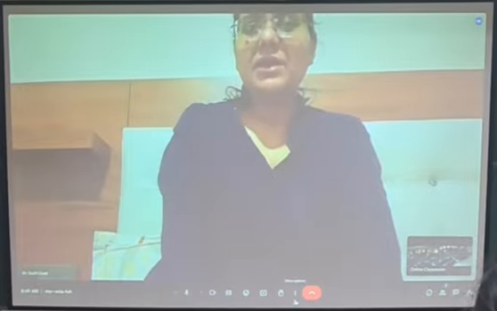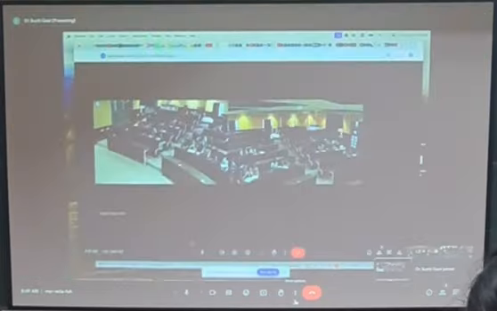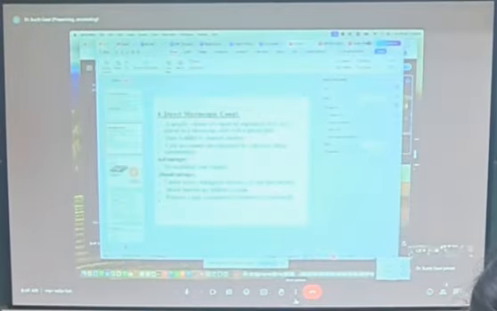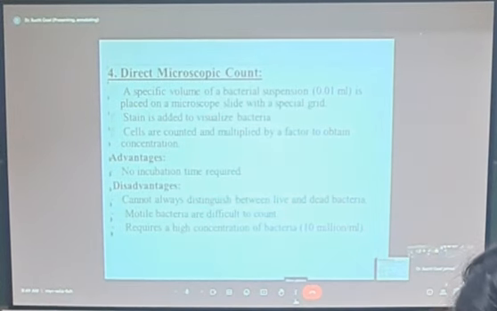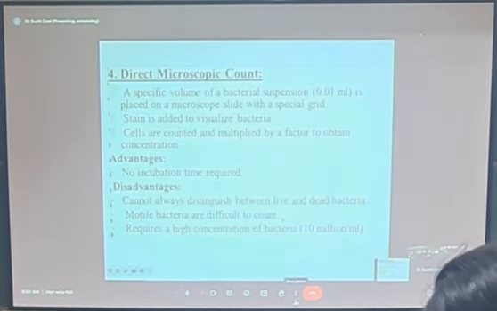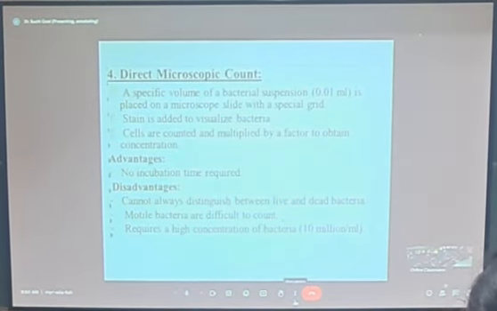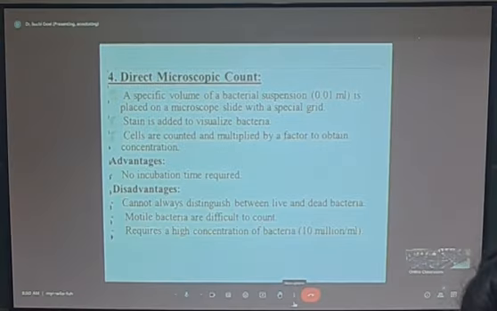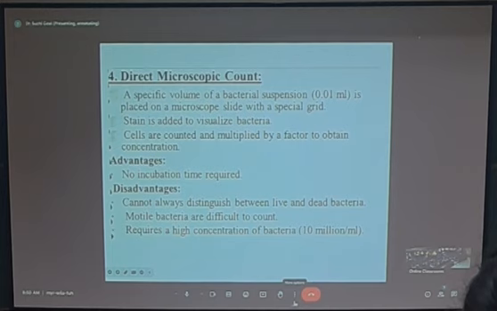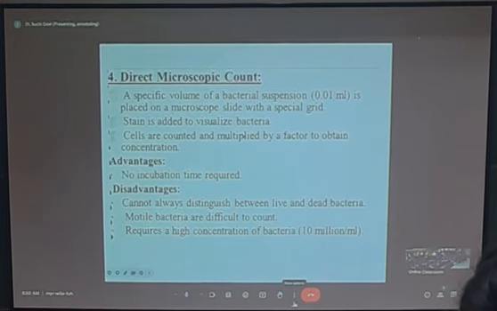But what are the advantages and disadvantages of this method? Okay. Advantages, I don't need to incubate the sample. I can just take my sample and I put it on the hemocytometer. I do not need to do any work. And I could get this count in even 5 minutes. So this is the advantage here. Now what is the disadvantage?